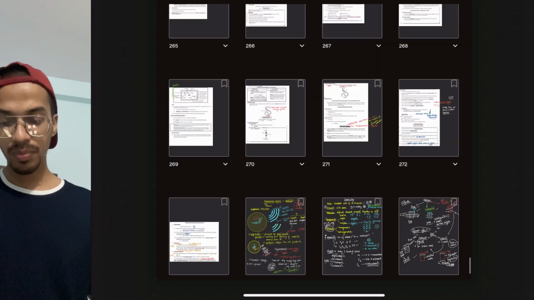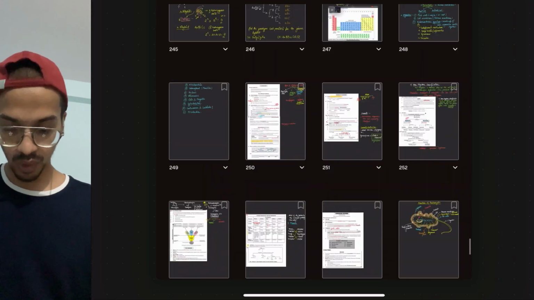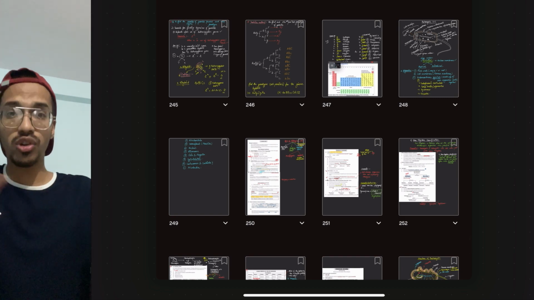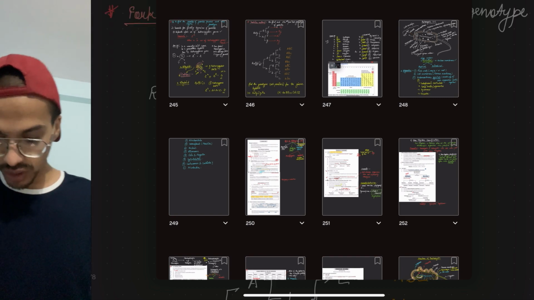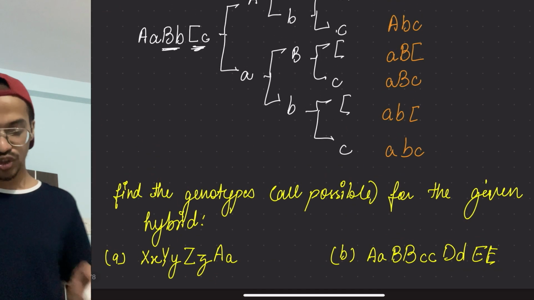We were studying the principle of inheritance and variations, that is from genetics, and we're going to be continuing with it. In the last class, if you remember, I gave you certain questions. Those questions were regarding the possible genotype of the gametes. So these were the two questions which I gave to you.